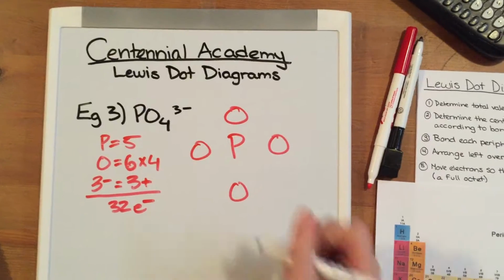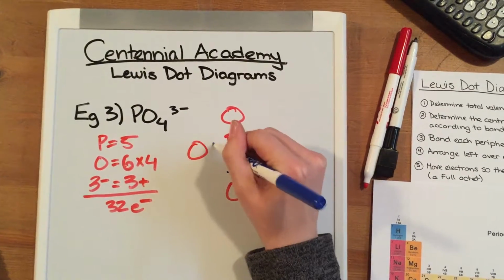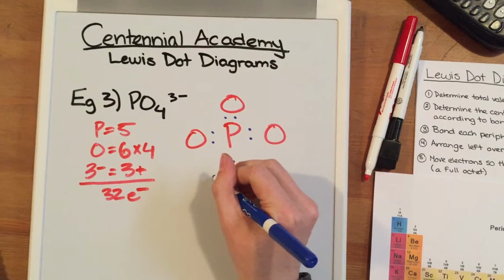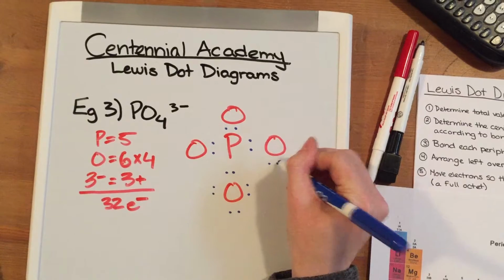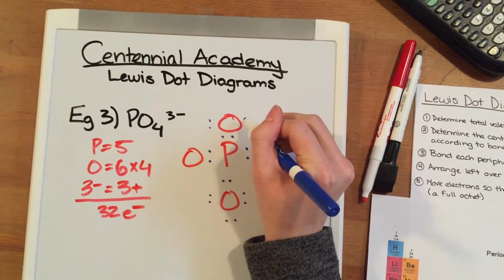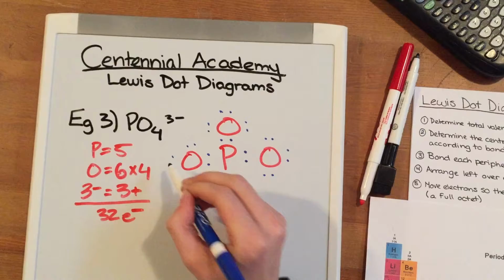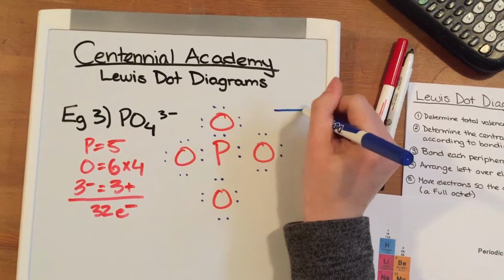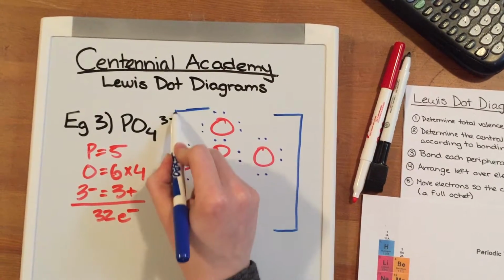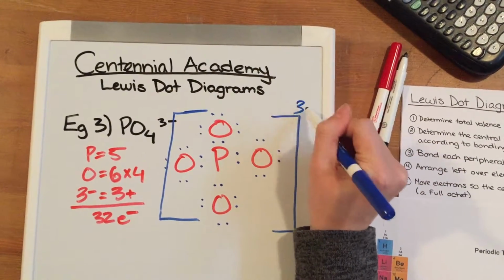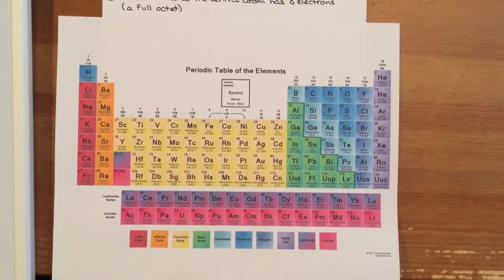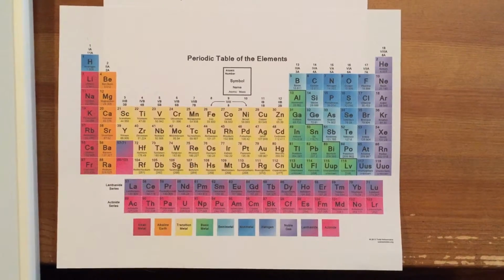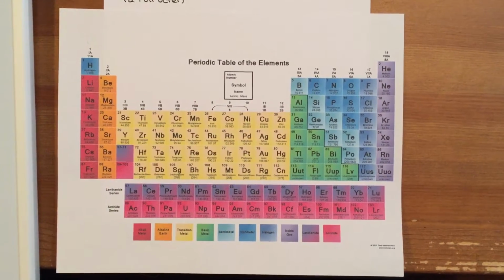And the next step is to bond each peripheral atom to the central atom, which takes up 8 electrons, and you arrange the leftover electrons around the peripheral atoms. And this uses up all 32 of our valence electrons. But since there's a -3 charge, you have to put brackets around the Lewis dot diagram and add in the charge. Our fourth example will be nitrosonium ion, which consists of nitrogen and oxygen, which has a +1 charge.